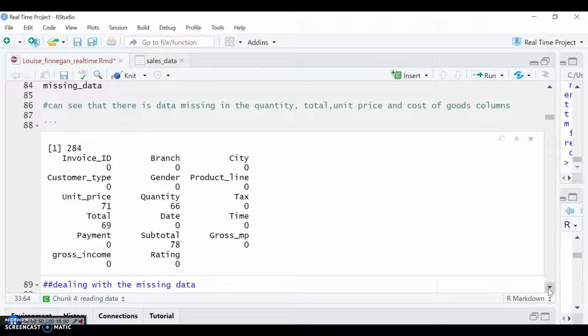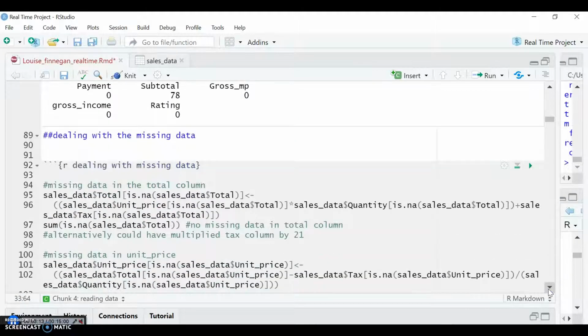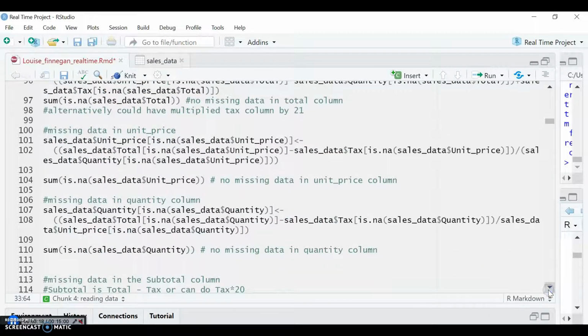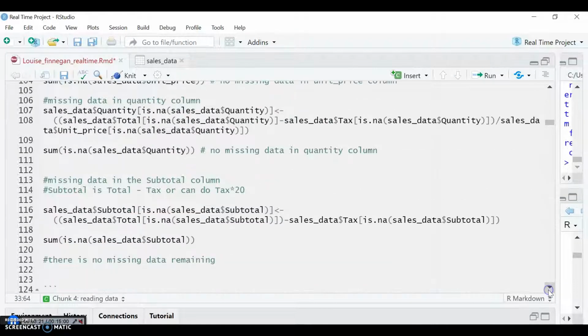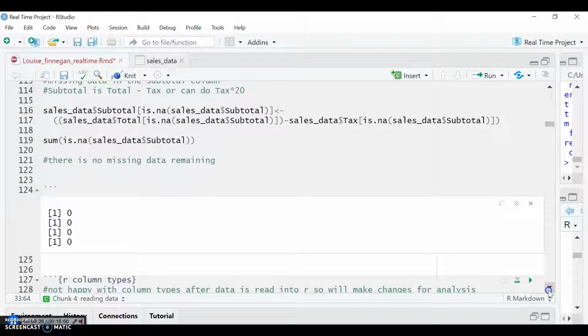Initially I was looking at the tax column because the tax is 5%, and I was going to mutate columns and just multiply by 20 to get the cost of goods before the sale, so the subtotal, and by 21 to get the tax plus the value before tax. And then as I was going, I was learning how to impute data, so I decided I'd just impute over it, and I kept checking each time that I had the data. In the end, as you can see, there's no missing data at all in my columns.